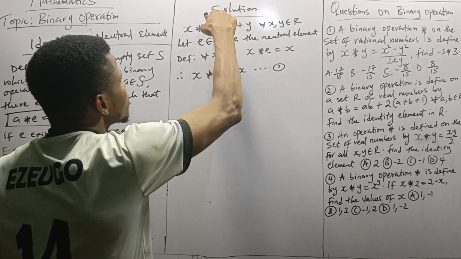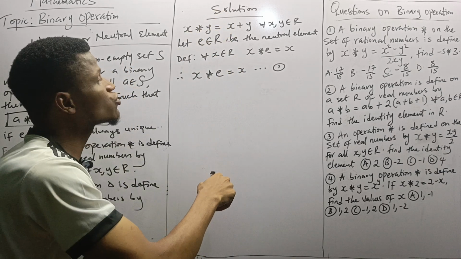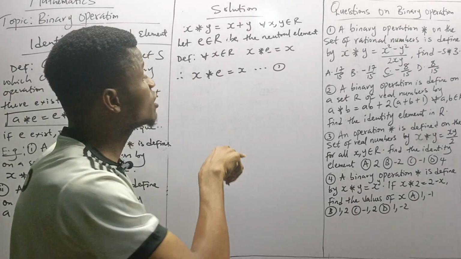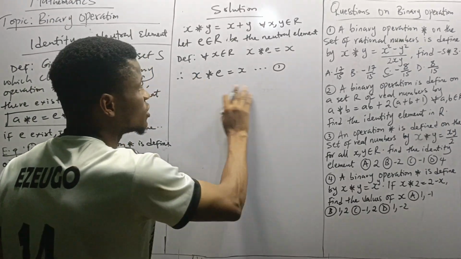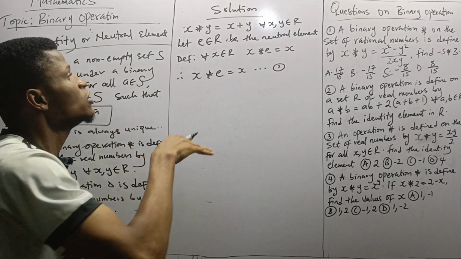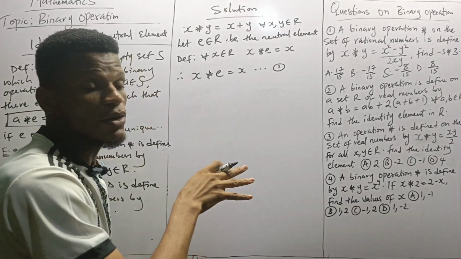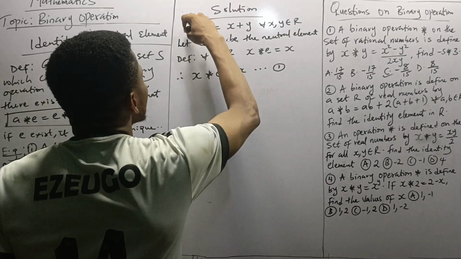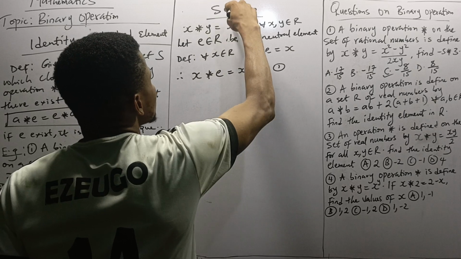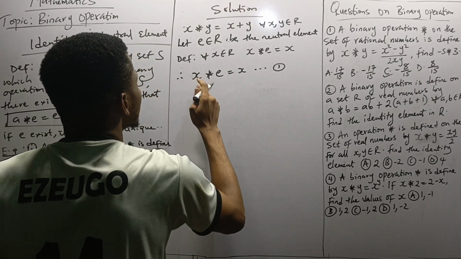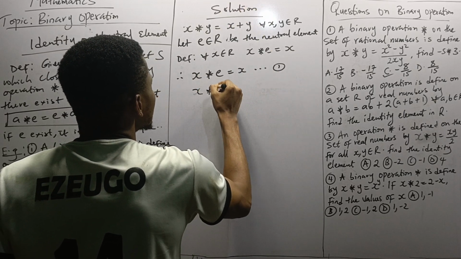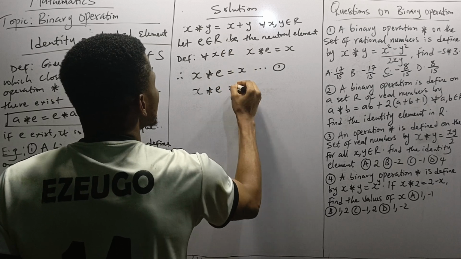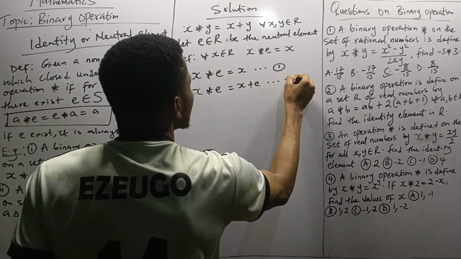X remains X, but in this case Y will be E. The reason we do so is that we can compare, because if you cannot find the same expression in the second equation, you can't compare the two. So we need to compare the two so that we can get our result. X remains X. From the general equation, whenever two elements combine, it's going to be the addition of the two. So if these two combine, it's going to be X plus E. This will become equation 2.